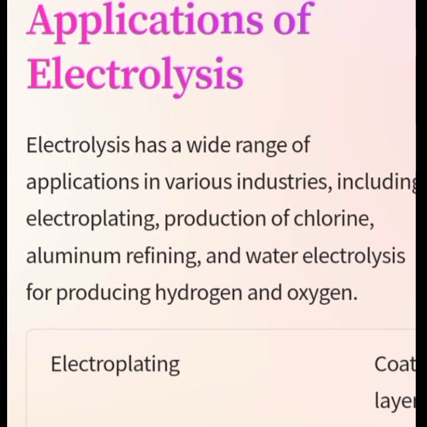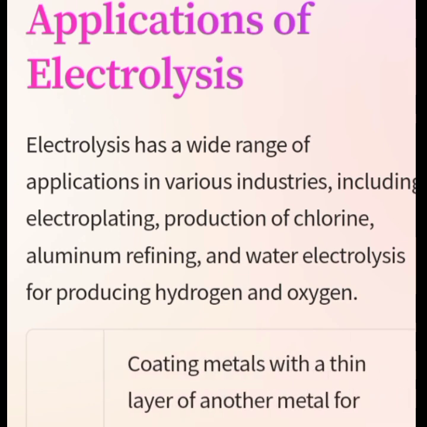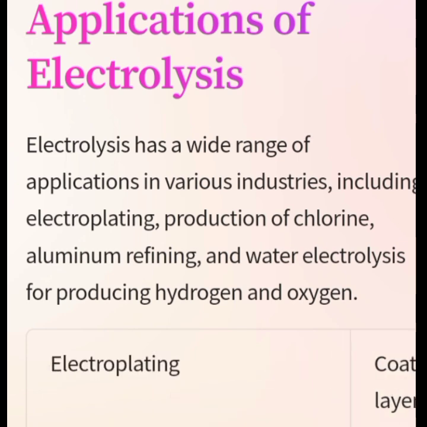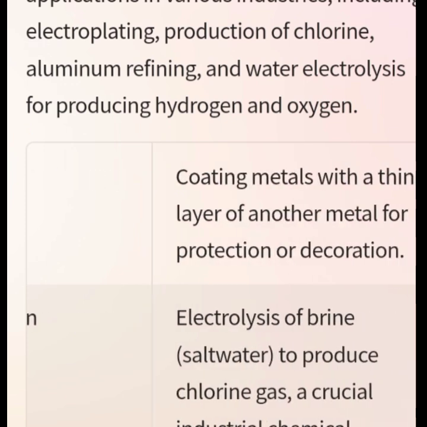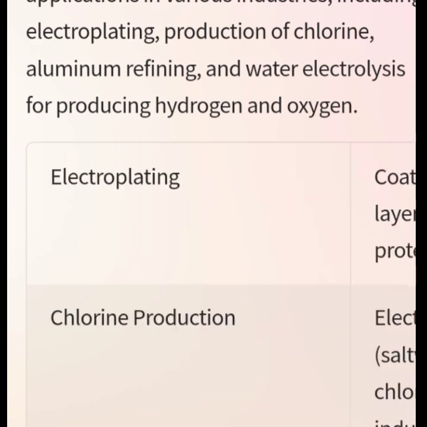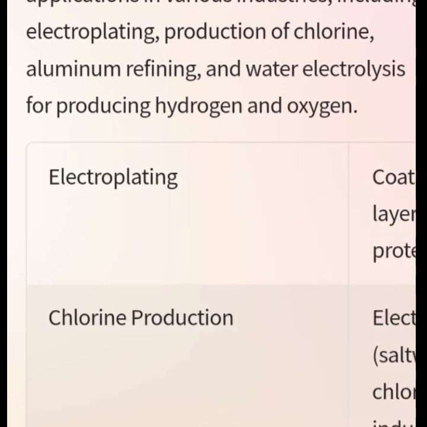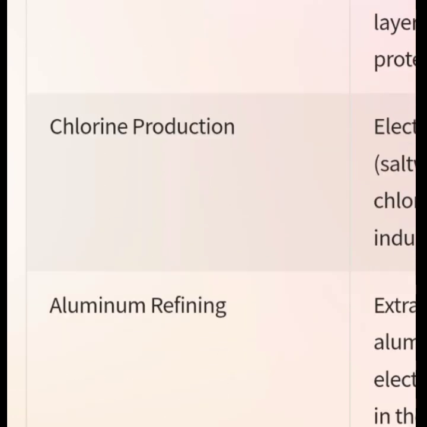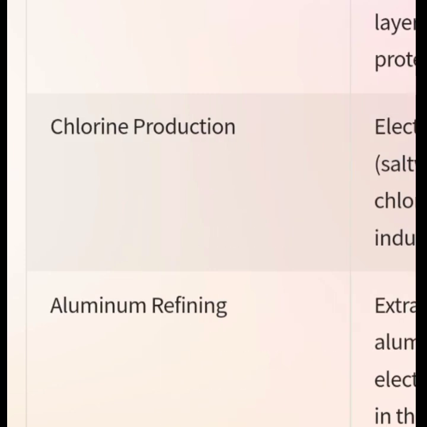Now let's see some of the applications of electrolysis. The first application here is electroplating, that is coating a metal with a thin layer of another metal for protection or for decoration. The second one is production of chlorine, that is by the electrolysis of brine. We can electrolyze brine, that's salt water, to get chlorine. And of course, chlorine has crucial industrial applications.